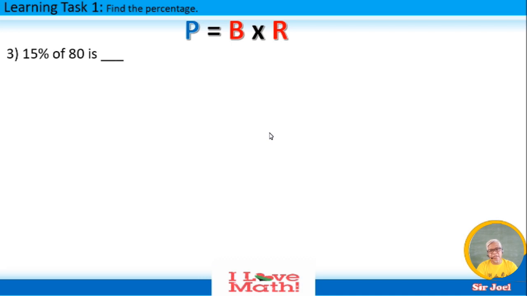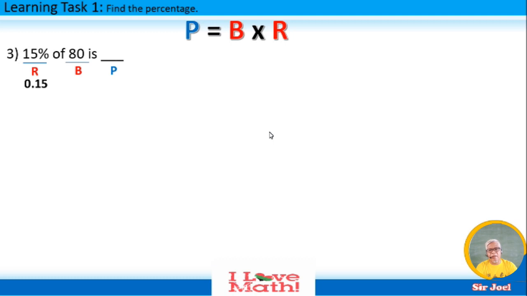Okay? So, example number 3, 15% of 80 is blank. In this case, meron ulit kayong percent sign, 15%. Ibig sabihin, 15% ang rate. And 15% is equivalent to 0.15. Okay? And after the word of, 80 ang base, and blank is the percentage.